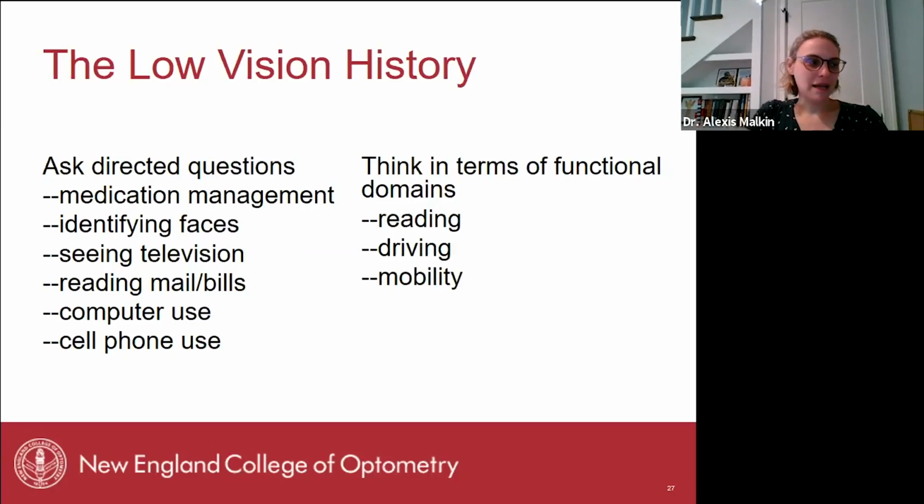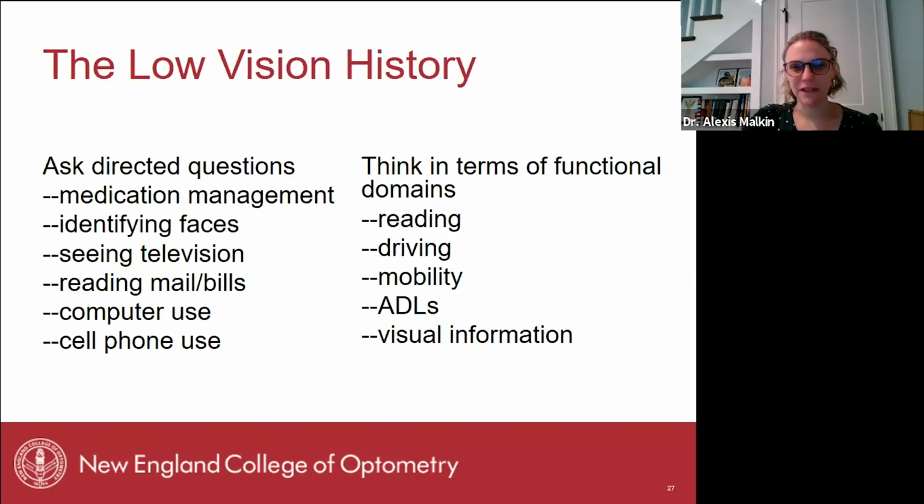Mobility. In addition to asking how people feel they're doing with their mobility, I also like to ask them if they have had any falls in the last year or 2 years, and get them to describe the circumstances of the falls. Activities of daily living, which includes medication management and writing, cooking, bathing, dressing, shaving, those kinds of things. And then just general visual information, so glare sensitivity, facial identification, seeing television, any of the general seeing tasks.